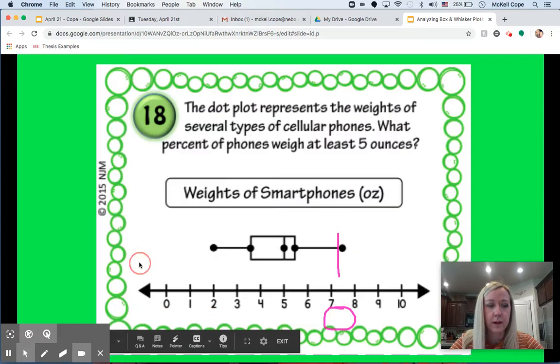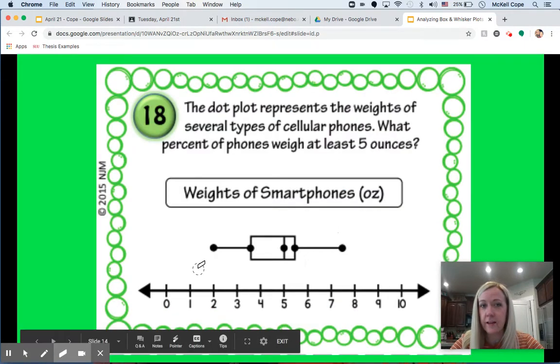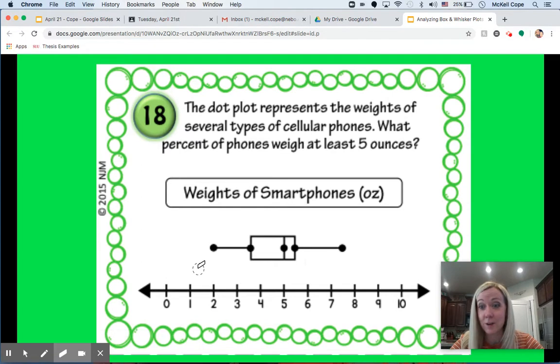All right, moving on. We have just a few more left, and then you guys are going to try some on your own today. So here we have a different box plot. It says the dot plot represents the weights of several types of cellular phones. What percent of phones weigh at least 5 ounces? That means that the lowest that it could be is 5, but it could also be more than that. So go ahead and push pause and try it on your own.